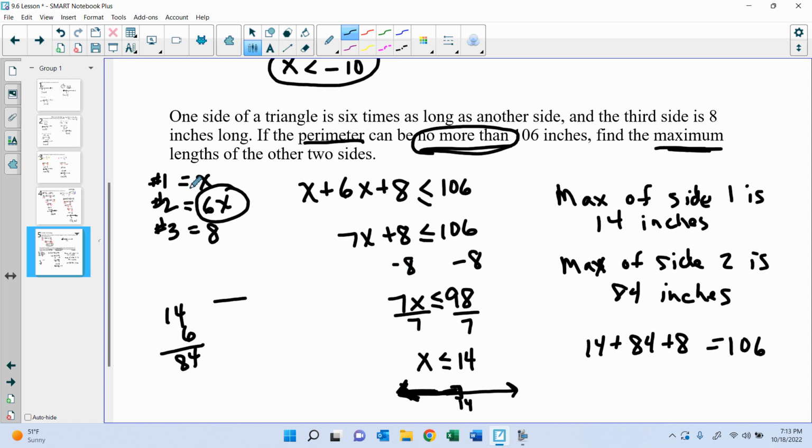They just have to be in this perspective. So let's say side 1 was 10 because that's less than 14, then side 2 would be 60. If side 1 was 5, because that's less than 14, then side 2 would be 30, and so on. Okay, so that's it for this. Certainly rewind the video, watch it again if you need to, but that's our lesson 9-6.